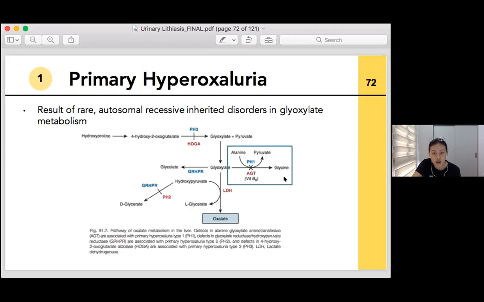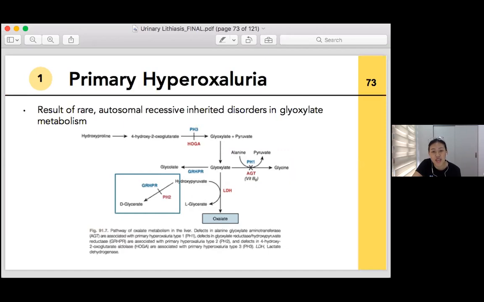So PH1 is due to a problem with the pyridoxal phosphate-dependent alanine glyoxylate aminotransferase, or AGT. So this is synthesized in the liver peroxisome. So mutations of this would lead to elevated levels of oxalate and frequently glycolate. So this is the most aggressive type of primary hyperoxaluria, and end-stage renal disease occurs in this kind.